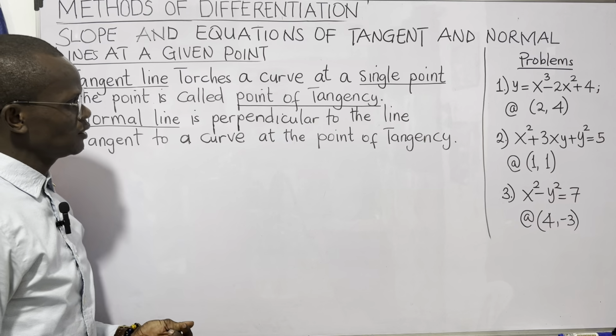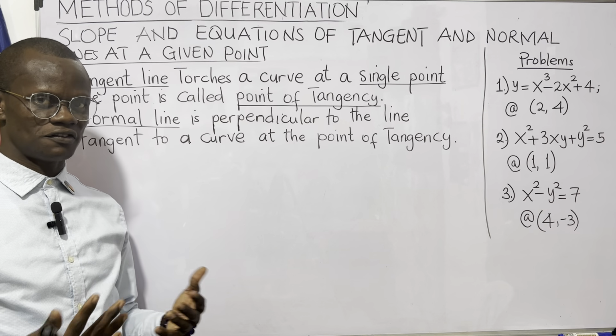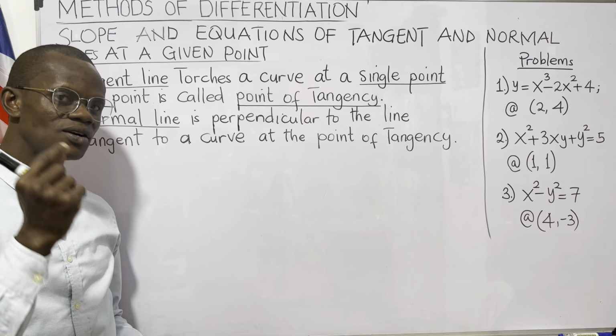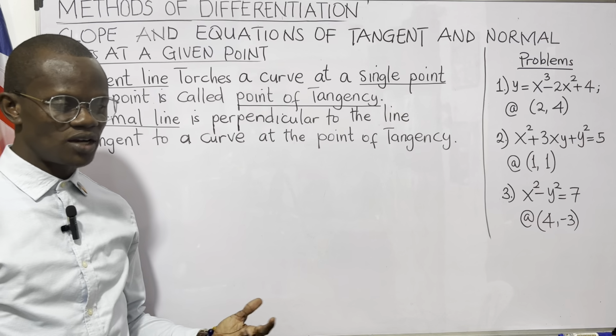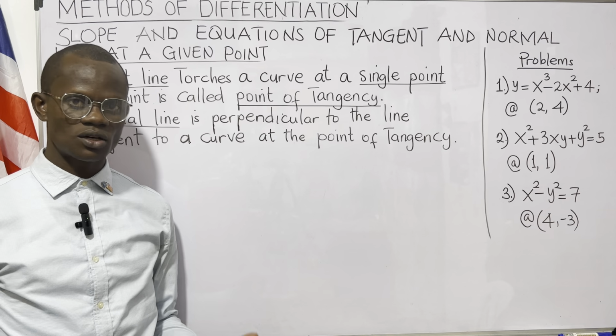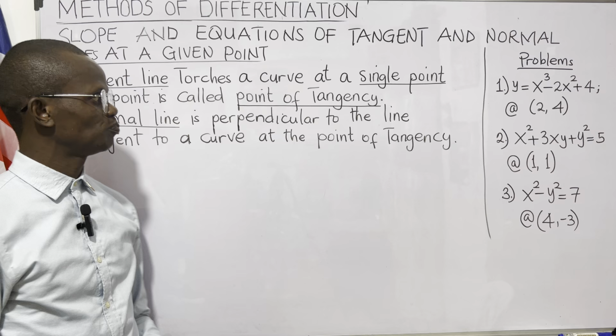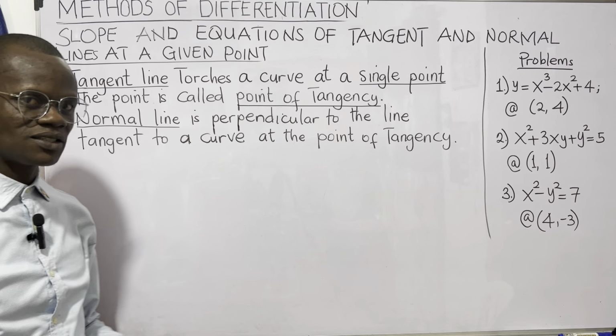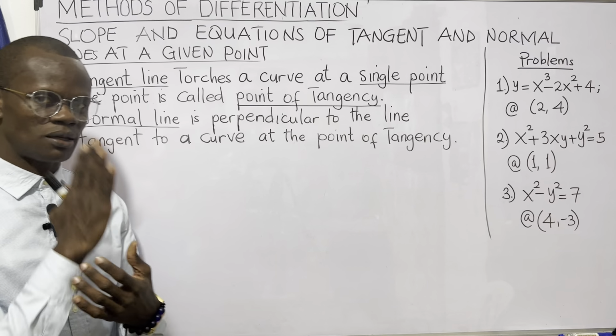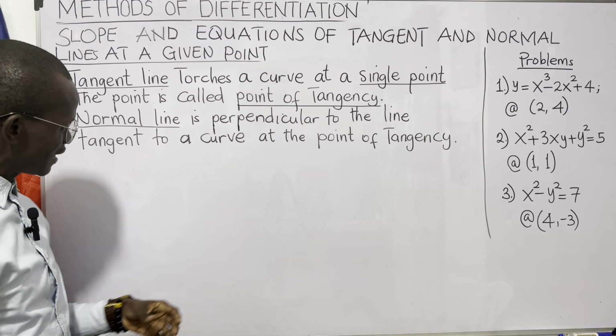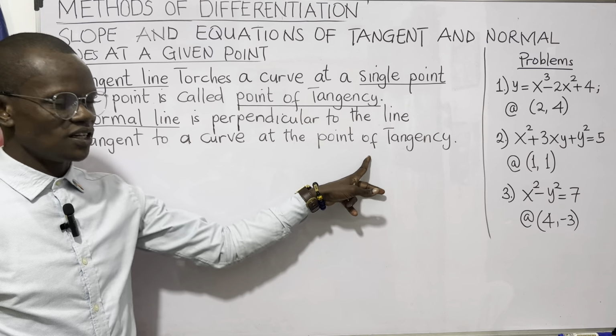So a tangent line is a line that touches a curve at a single point. And that point, we refer to as the point of tangency. And also a normal line is a line that is perpendicular to the tangent line at a point of tangency.